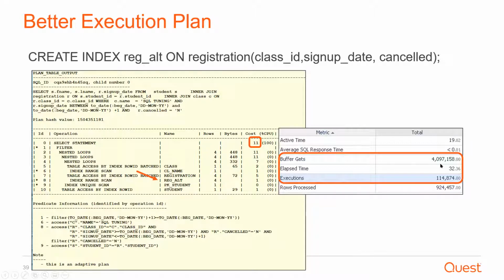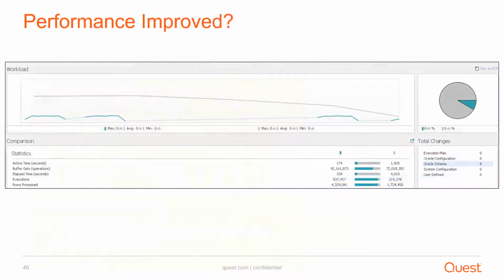The buffer gets are still down at 4 million, so I did improve it. Sometimes the tuning advisor gets us close, but not always all the way there. Did we improve it? This is another feature of wait time analysis. You can see if you've improved it over time because I could go back and look.